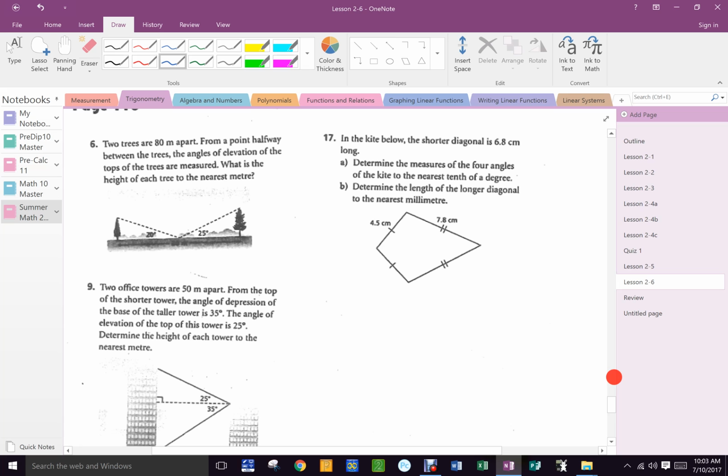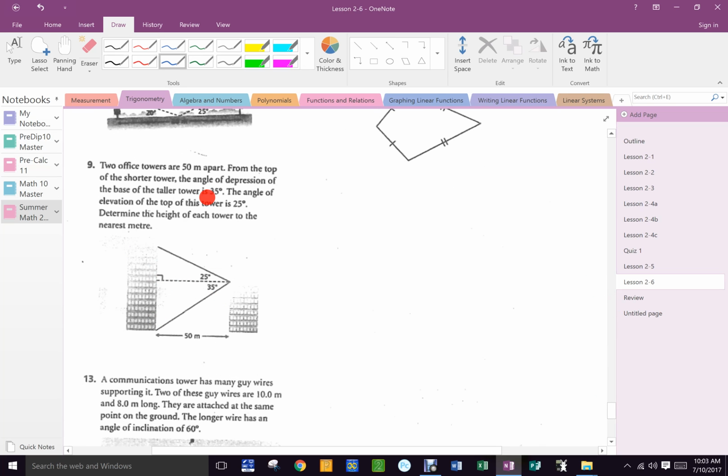Number 9. So this guy right here, 2 office towers are 50 meters apart. There's the 50. If it's 50 down here, what's this one? 50. So I've been given the angle of depression, and I need to determine the height of each tower, right? So if I do this triangle, does that give me this height? This triangle has a theta of what, Amrit? 35. And what is this 50 compared to that 35? Adjacent, opposite, or hypotenuse? Adjacent. So I had an adjacent of 50. And what do I need? I need this. Opposite. What uses O and A? Tan. So tan 35 is O, X over A, 50.